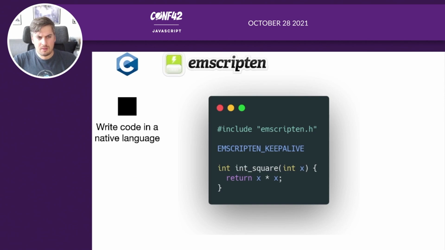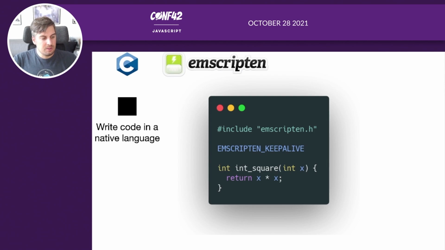You write some code in a native language, okay? This could be C, C++, and a number of other languages. And here's a very simple example, where we have a square method written in C that takes an integer as a parameter and then returns that number squared. Very, very simple. Now we also need to install a tool called Emscripten.